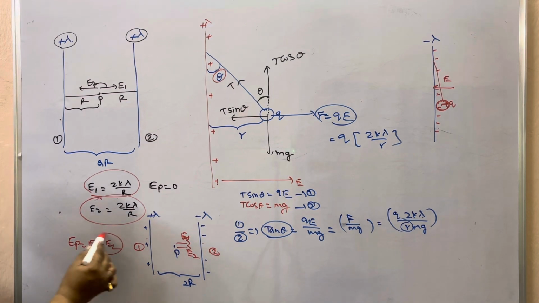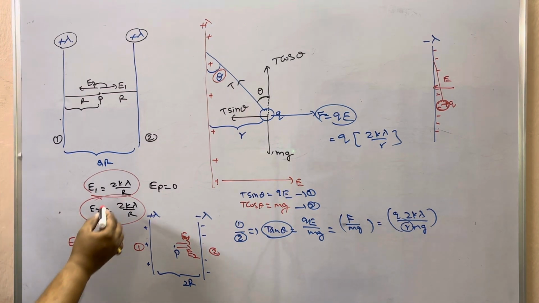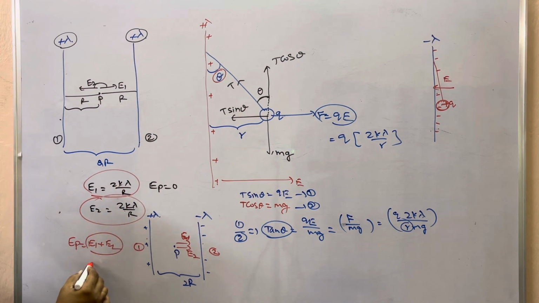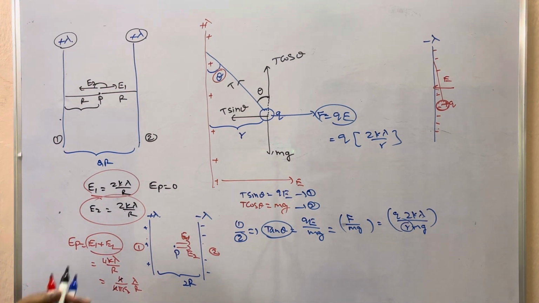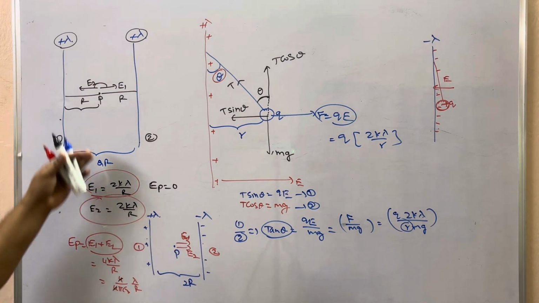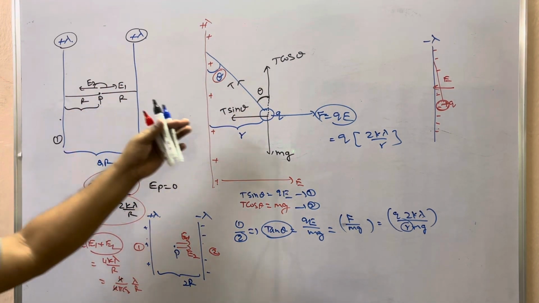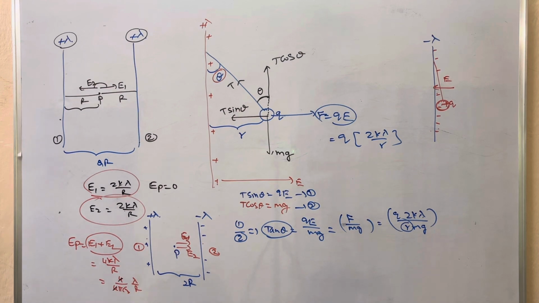So if you get E1 plus E2, 2k lambda by R plus 2k lambda by R, that is 4k lambda by R. What is k here? You should not forget 1 by 4 pi epsilon naught. Sometimes they will cancel this 4 and 4 and give the answer like that also. So try to do some problems like this, then you are definitely going to become an expert in solving problems on positively charged wires or the linear charge density of the wire.